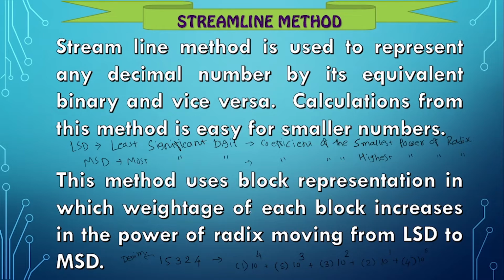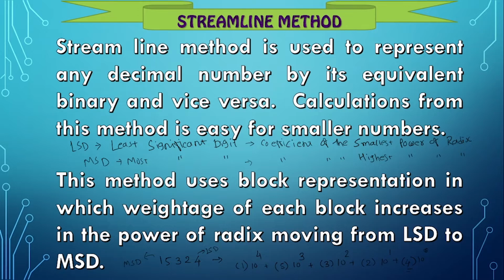If we talk about this number, what is the coefficient of the least power of radix? The least power of radix is 0, as you can see over here, and the coefficient of 10 raised to 0 is 4. So this 4 is called the LSD, or least significant digit. And what is the coefficient of the highest power of radix? As you can see, 1 is the coefficient of 10 raised to 4, which is the highest power of radix. So this 1 is nothing but the MSD. I hope you are clear with these two words, LSD and MSD.